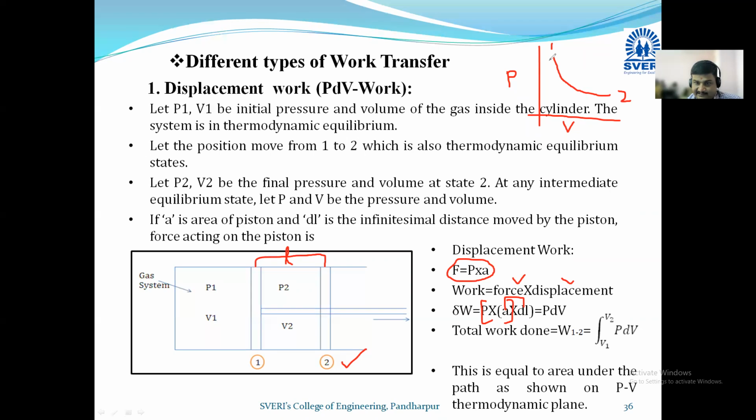And here, if you want to calculate the total work by the graphical method, then you need to consider the area under this curve. You have to calculate the area under this curve. Then you can calculate total work. So this is known as the displacement type of work. What should we call it? Displacement type of work. Okay.